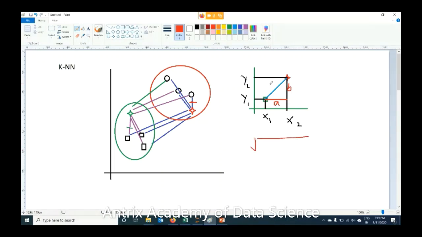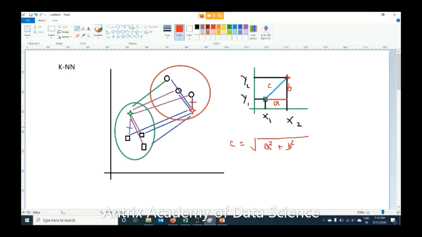So I say C equals the square root of A square plus B square. So C is what I am calculating for each data point from my new data point. After getting all the distances, I will rank them in ascending order. The nearest point's group will be associated with the new data point.